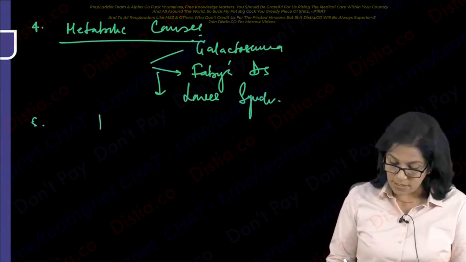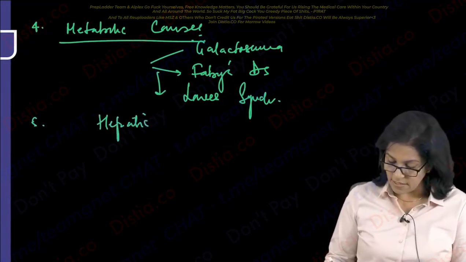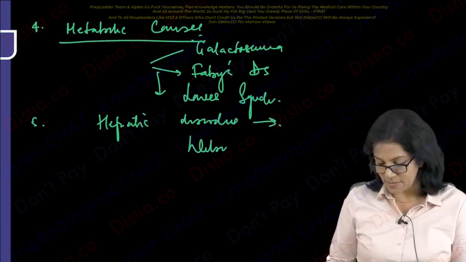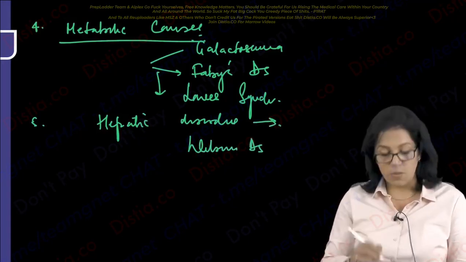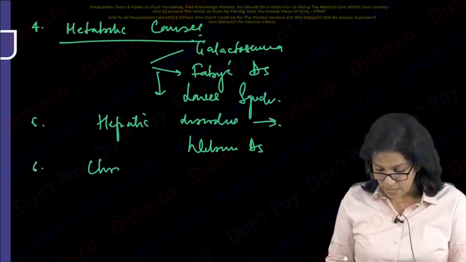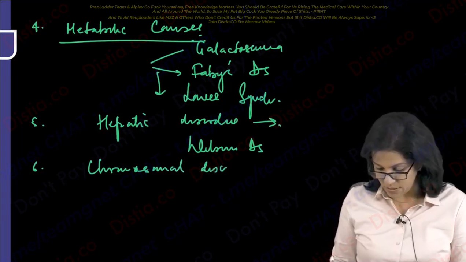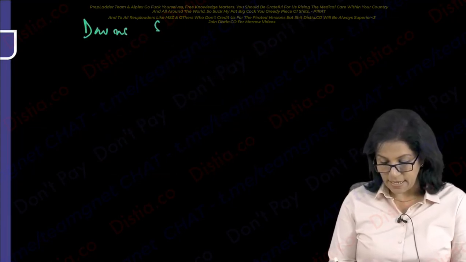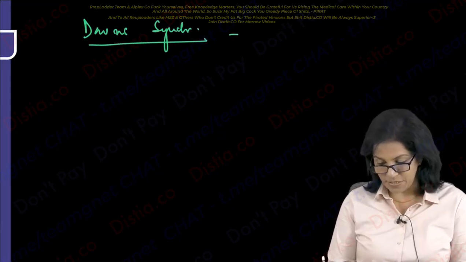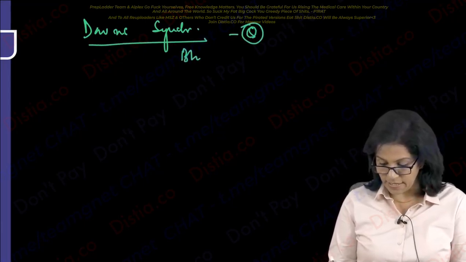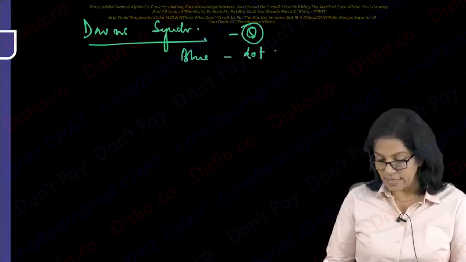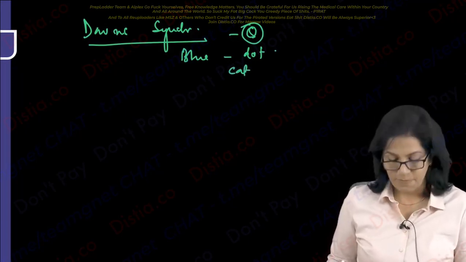Then hepatic disorders like Wilson's disease, right? This is also discussed in acquired as well. So Wilson's disease. Then chromosomal disorders like Down syndrome. Now, Down syndrome, what type of cataract do we get? This has been your exam question. So, we will answer, this is blue dot cataract. Mainly, blue dot cataract or punctate cataract, we call it, is also a feature of Down syndrome.